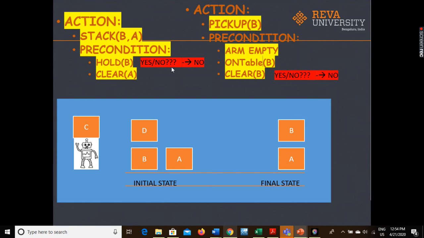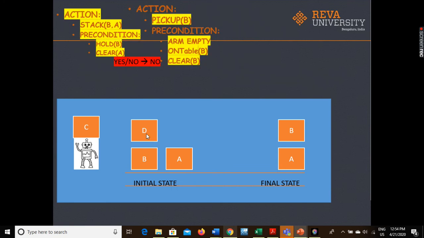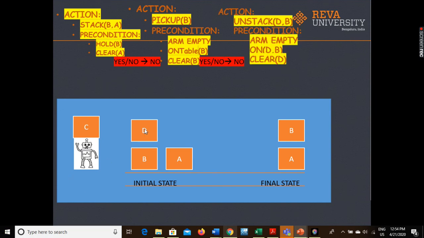Now let's check the preconditions. Is B clear? No, there is D over it. B is not clear, there is D over it. And what do I need to do in order to make B clear? I need to unstack D, which is present over B. Now we have seen how to unstack. First check if the arm is empty and also whether D is over B, and then clear D.